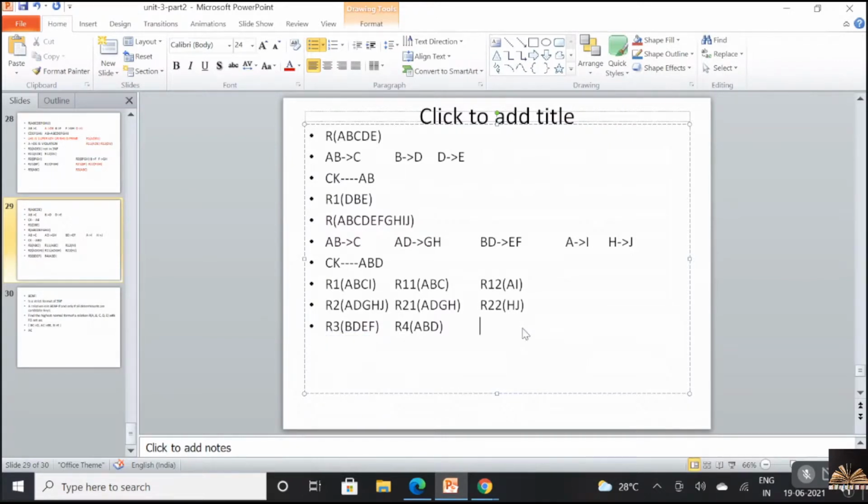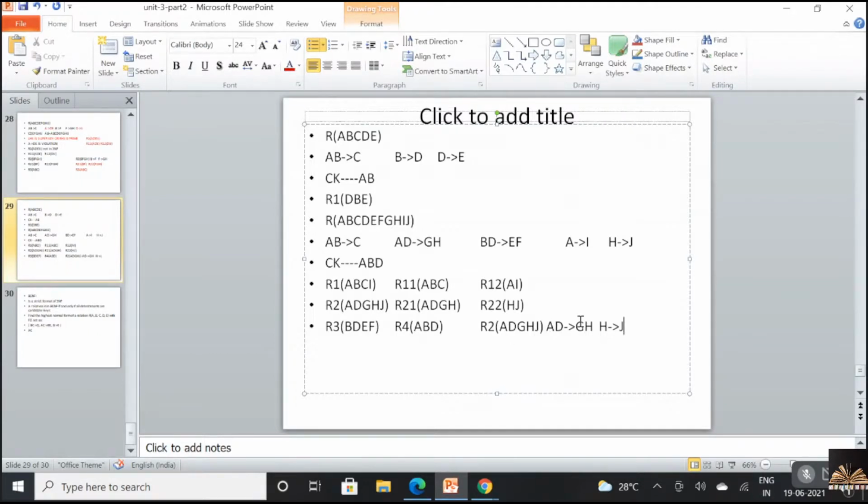What is the next FD over there? The next FD is AD implies GH. Is AD a super key? No. Is GH a prime key? No. So what I can write is R2, ADGH, fine. And is there anything else I'm getting? H is giving me J. So I can say AD implies GH and H implies J. Okay. Fine.